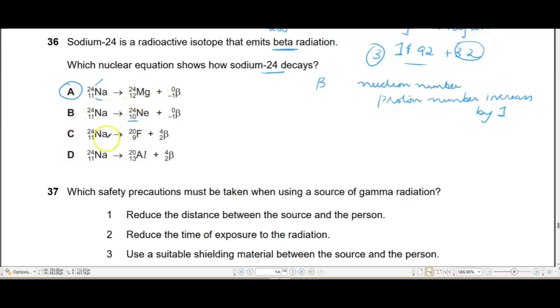Over here the proton number gets decreased by 1. Over here an alpha emission has taken place, so this is not correct. Over here 24, 11, 20, the same kind of thing has happened here, so this is not going to work. A is the correct answer.